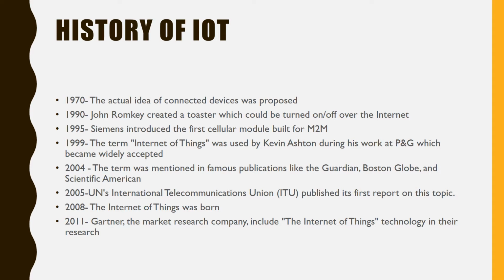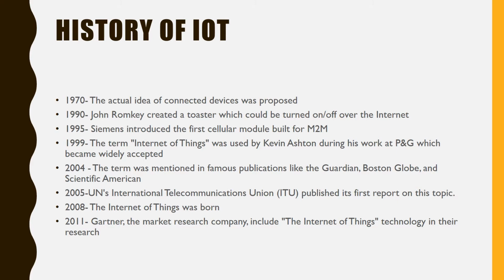Then a lot of research was going on in this technology by Kevin Ashton, and this term, Internet of Things, was given by Kevin Ashton himself. In 2004, the term was mentioned in famous publications like Guardian, Boston Globe, and Scientific American. So a lot of articles were published in various world famous magazines.